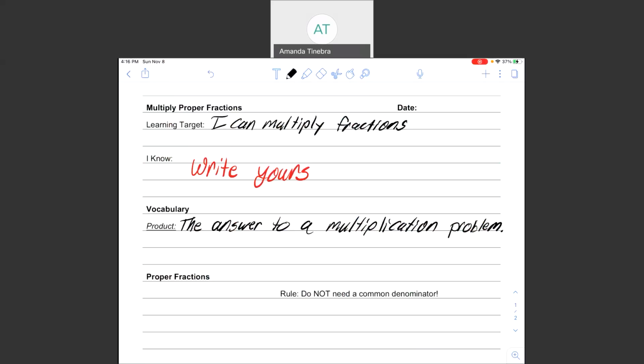For today's video, we are talking about multiplying proper fractions. So our learning target today is I can multiply fractions. Please write down what you know about multiplying fractions already, the date you're watching this video, and then we have one vocabulary word. The vocabulary word is product: a product is the answer to a multiplication problem. At this point, please make sure you have all that written down, pausing the video if you need, and then restart when you're ready to go.